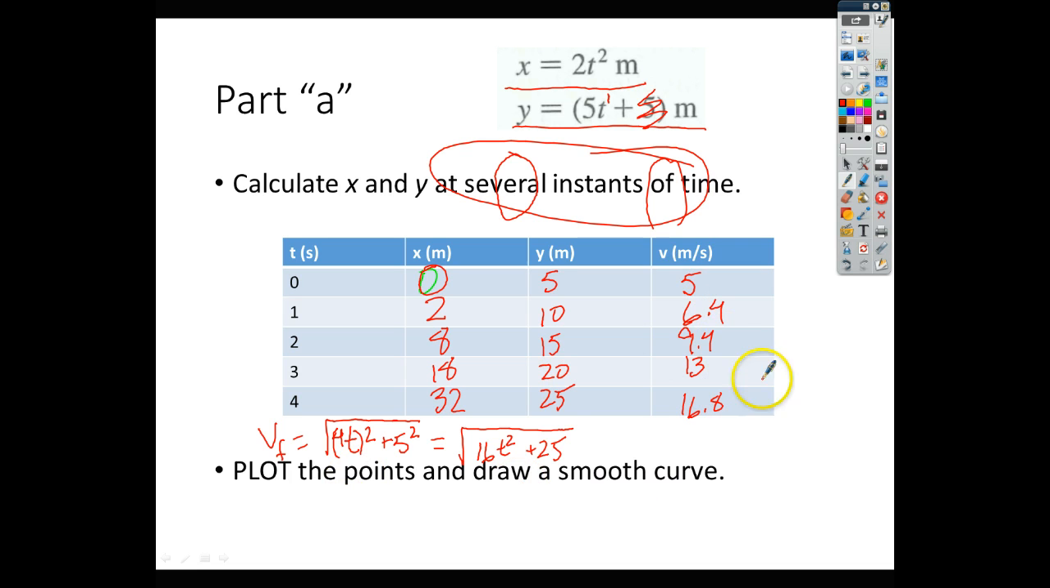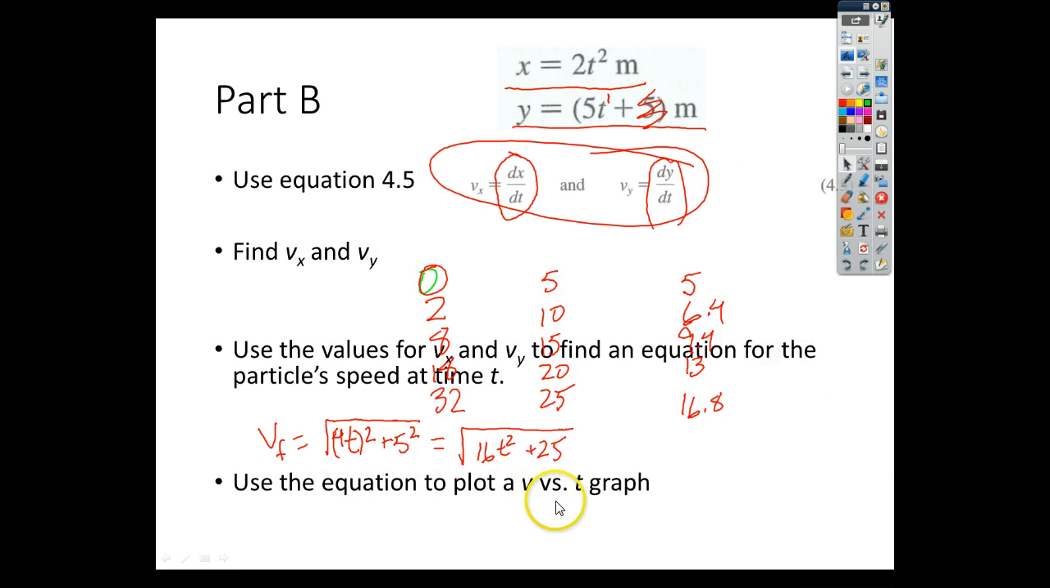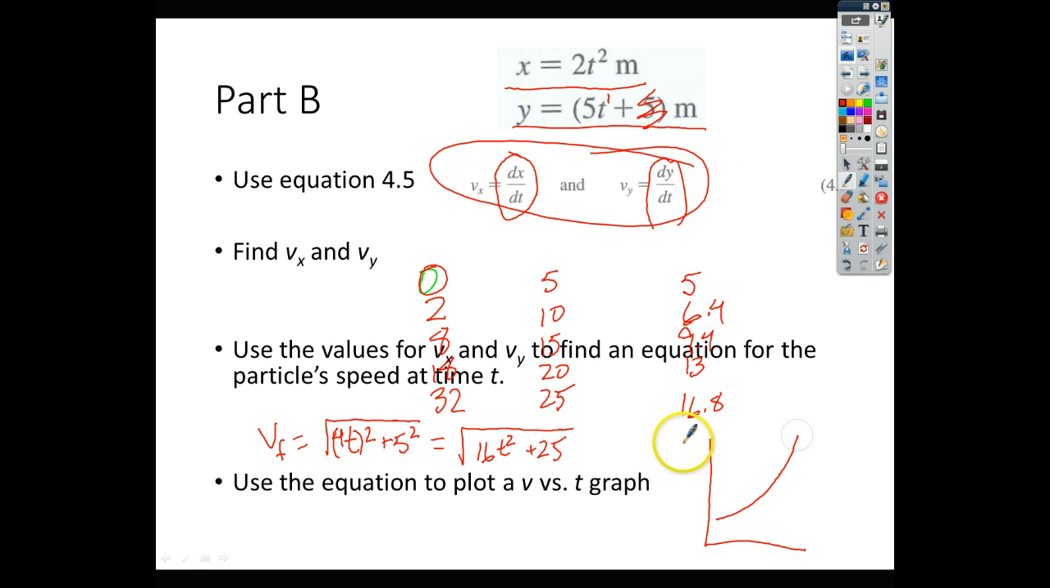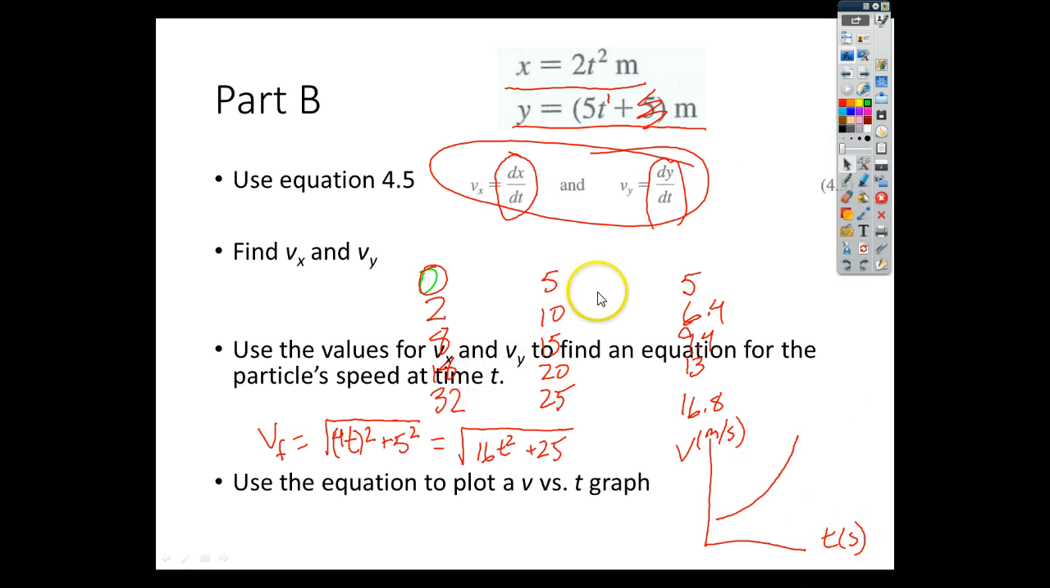If we plot the points for this one and draw a smooth curve, we're going to go back to the next thing, they want us to draw a velocity versus time graph. So here's our velocity. Our times were 0, 1, 2, 3, and 4. And when you draw that graph, you should get a graph that is a parabolic function. So it should look something like that. I would encourage you to do it on the little piece of graph paper that I gave you on your notes. And then this time is in seconds. And that is the end of the notes.